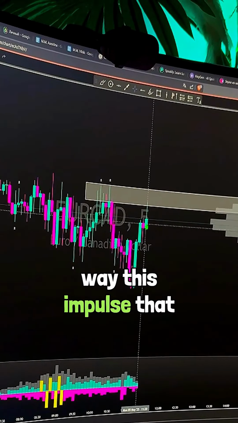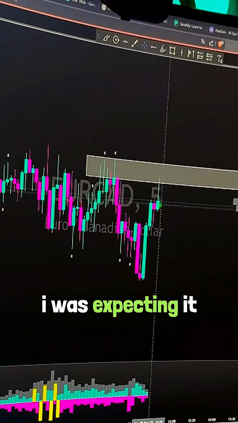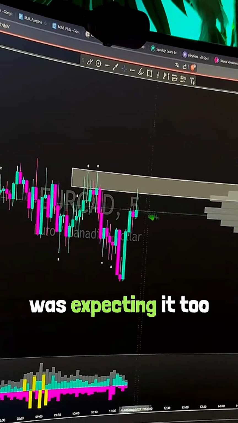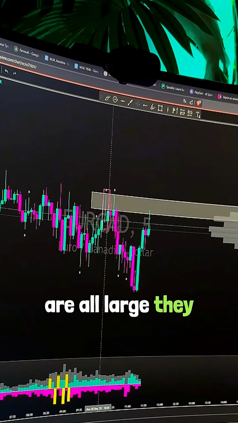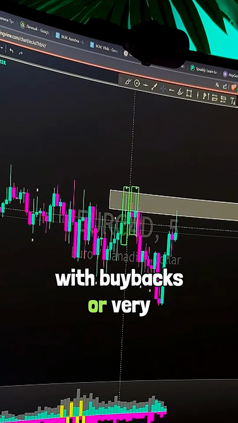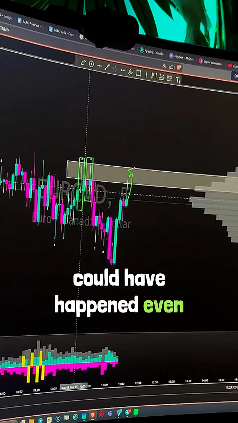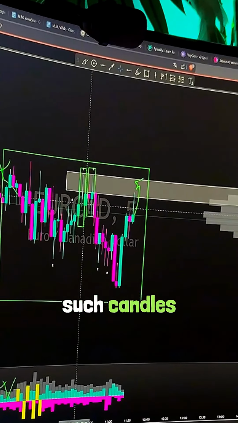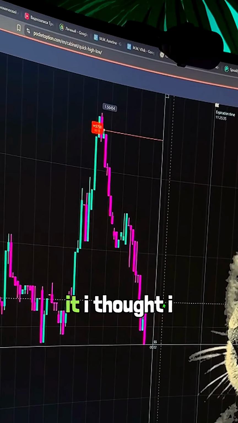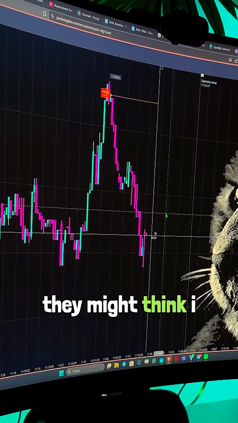And yes, by the way, this impulse that happened so suddenly here, I was expecting it too. This time I was expecting it too, because I paid attention to all these previous candles and they are all large. They are all large, either with buybacks or very big. That is, this could have happened even starting from this segment, more or less. Yes. So such candles are normal. It's a pity I didn't say it. I thought I wouldn't say it, otherwise they might think I drew it myself.